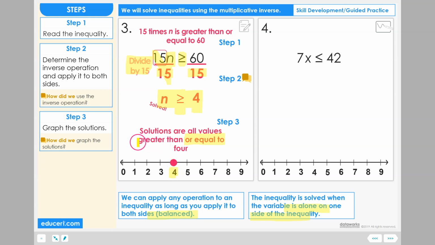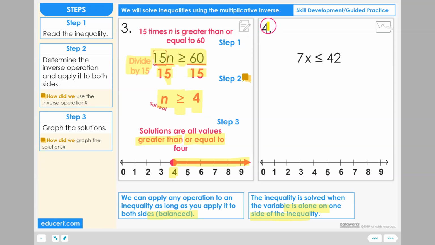And now we also need to include all the numbers greater than 4 as well, so that tells me that we're going to have our arrow come in on this side over here that represents all the values also greater than 4. So 4 does work, and anything bigger than 4 also works as a solution to make this original inequality true.